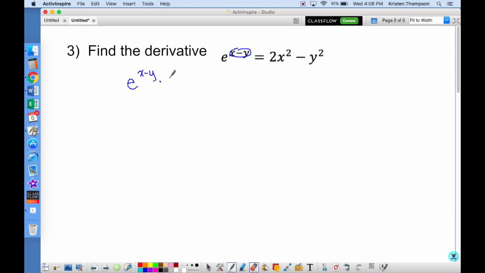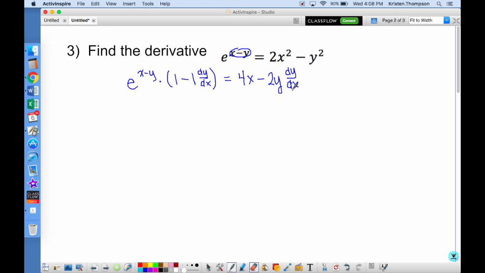Complete our chain by taking the derivative of the inside. The derivative of x is 1, and the derivative of y is also 1, but we took the derivative of y with respect to x, so we need a dy/dx. On the right-hand side, the derivative of 2x squared gives me 4x, and the derivative of y squared is 2y, but yet again, we took the derivative of y in terms of x, so this is where a dy/dx would be necessary.